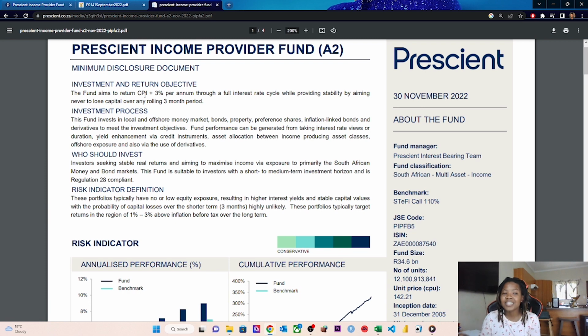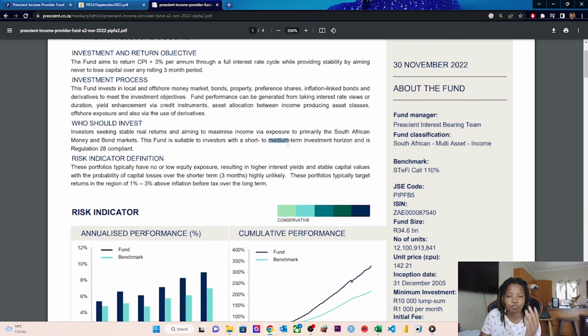Again, CPI changes, right? CPI changes monthly. So it's not always going to be at 7.5. Sometimes it goes low, sometimes it goes a bit high. So this CPI plus, it doesn't mean that next month you're automatically going to get 11% worth of returns. And we're going to see more of that, the historical return profile of the fund, a bit lower on. But basically it's saying it's short to medium term.